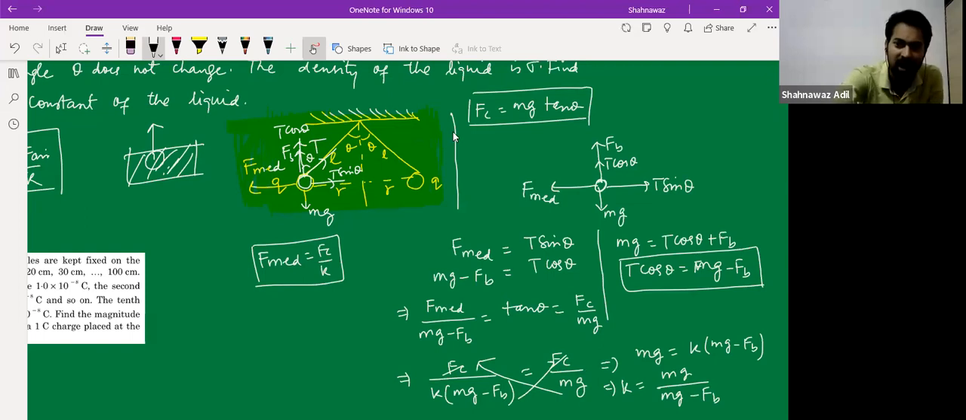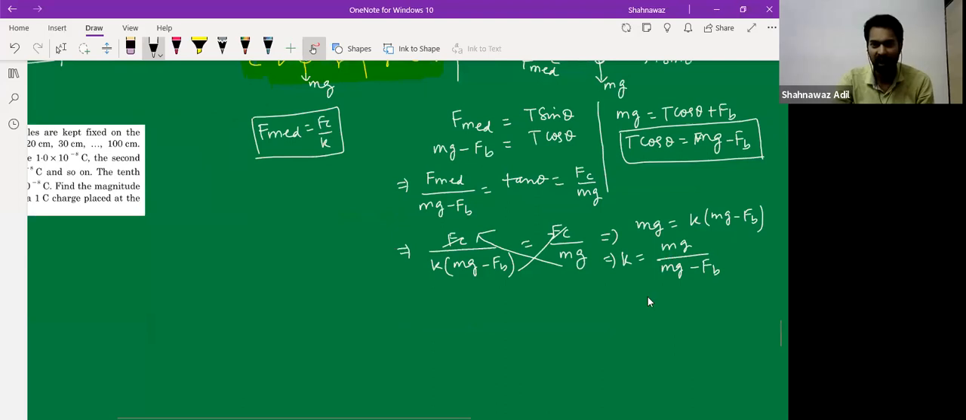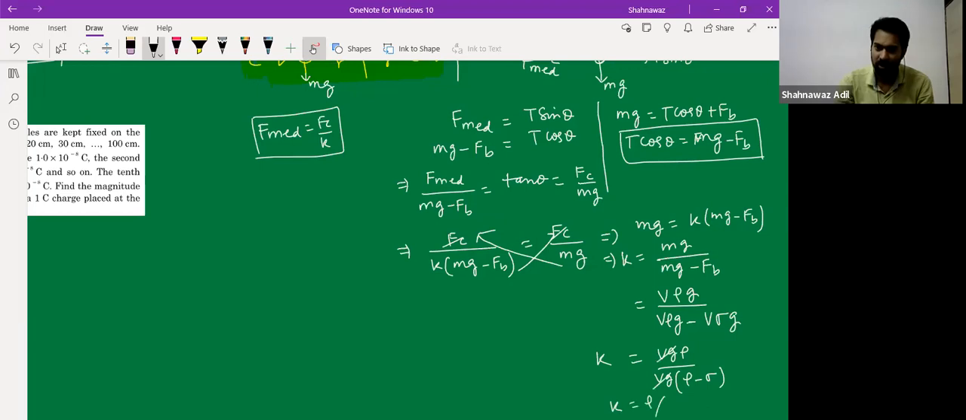So now again, as in the previous question, we wrote m as V rho g. And we know what is buoyancy. So buoyancy is volume and density of the medium and then g. So we can take Vg common, and this is rho minus sigma. So Vg cancels, and k would be rho by rho minus sigma. Okay, this is the answer.